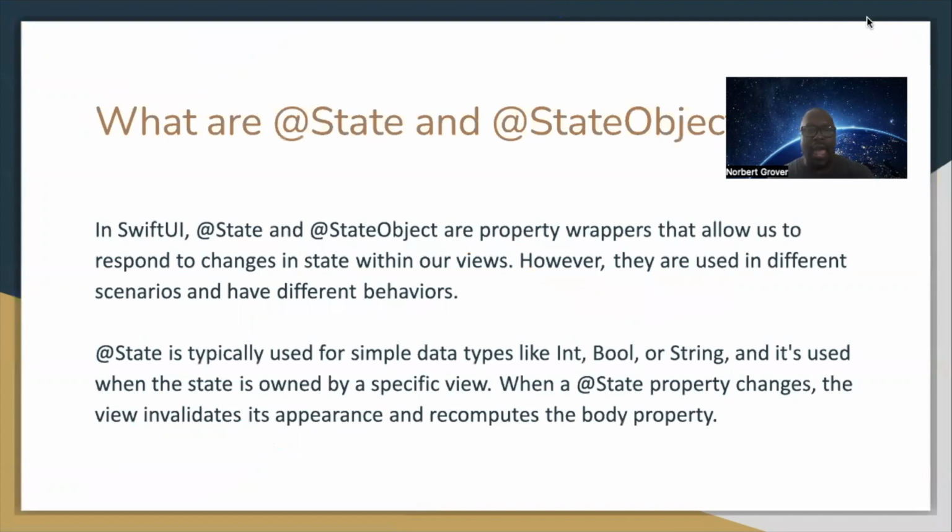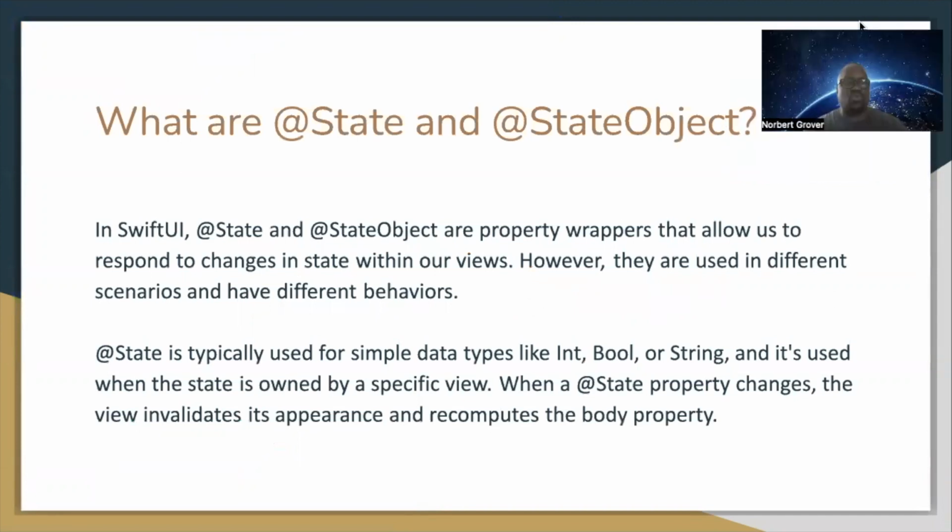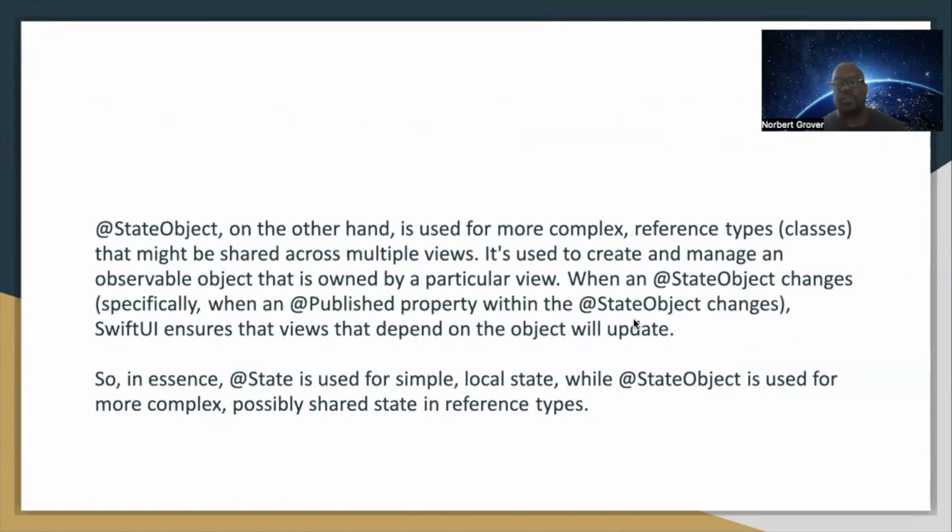So, what are @State and @StateObject? In SwiftUI, @State and @StateObject are property wrappers that allow us to respond to changes in state within our views. However, they are used in different scenarios and have different behaviors. @State is typically used for a simple data type like Int or Bool or String, and it's used when the state is owned by a specific view. When an @State property changes, the view invalidates its appearance and recomputes the body property. And I know you're thinking, huh? Right? I'm going to show you in the tutorial.